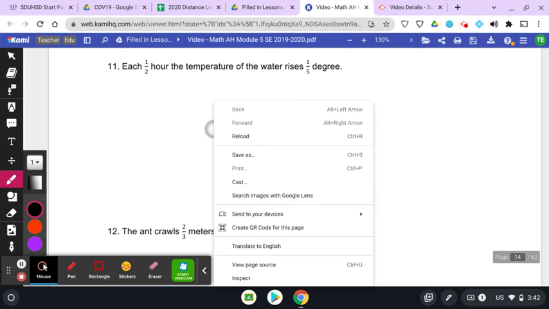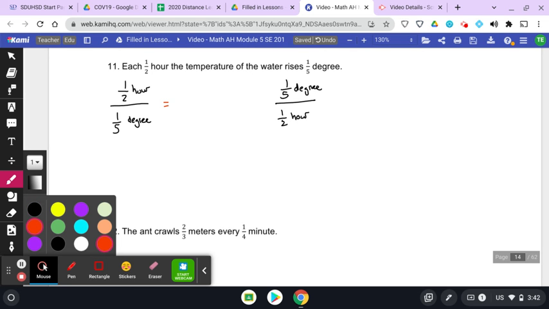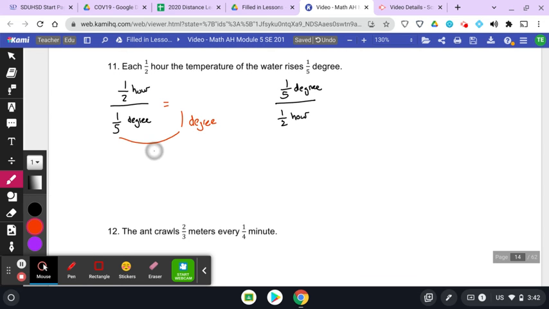Okay, here I go. 1/2 of an hour rises 1/5 of a degree. Flip it over. 1/5 of a degree takes 1/2 hour. Now I'm trying to get to my unit rate. Over here, I want 1 degree. I have to think scaling up. 1/5 times 5 gets me 1, so I have to multiply by 5. It's going to take me 5 hours, or 2.5 hours, to raise a degree.